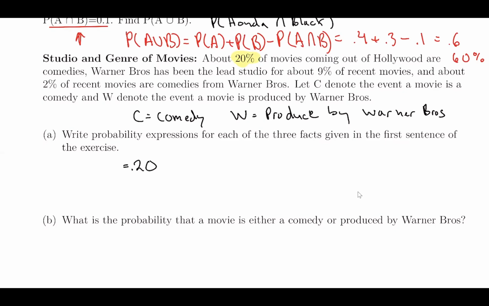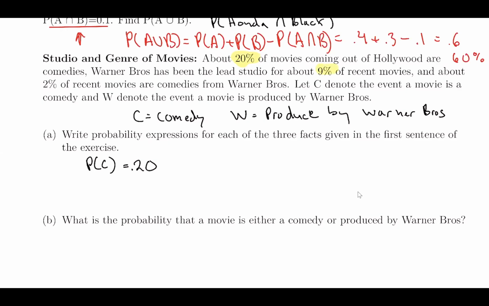All right, so for this one, if you look at the problem, it says about 20% of movies coming out of Hollywood are comedies. So it's telling me that this represents movies that are comedies. So we say the probability a movie is a comedy is 0.20. Does that make sense? Because in the chat room, I see a little bit of confusion. Does that make sense why the probability of C is 0.20? Because they're talking about only comedy.